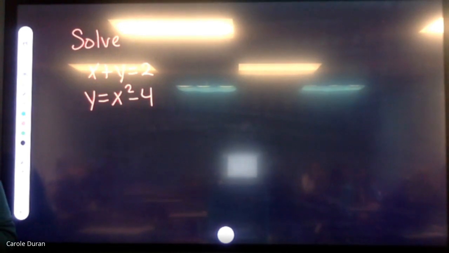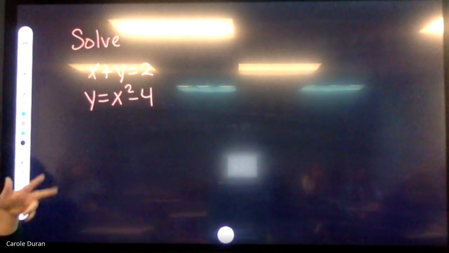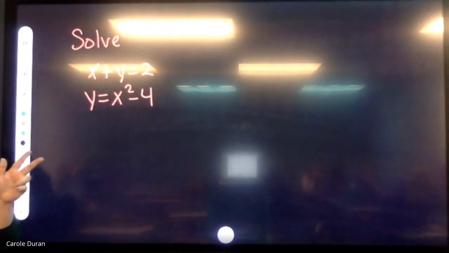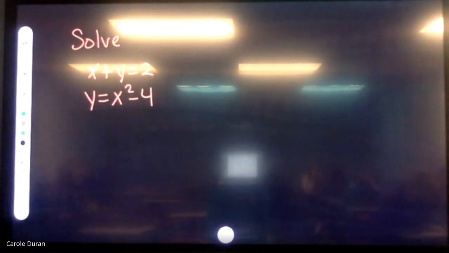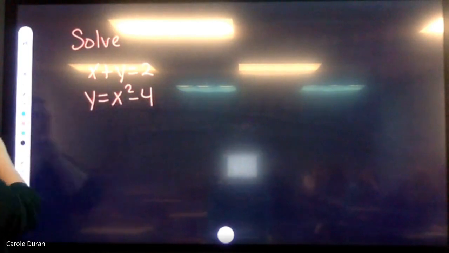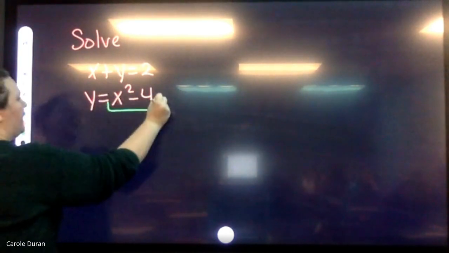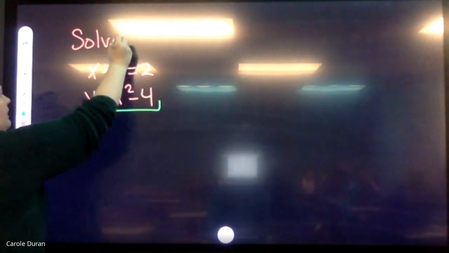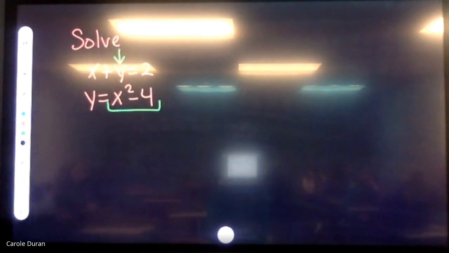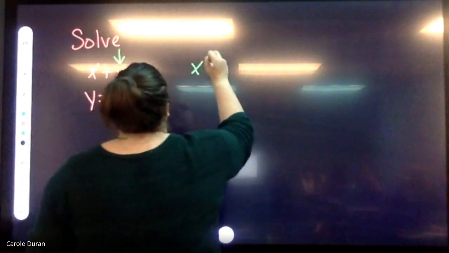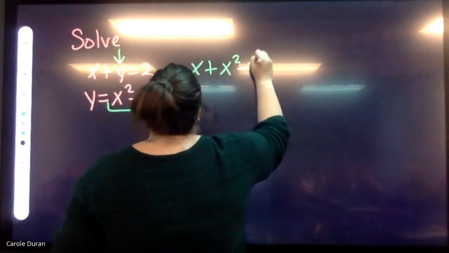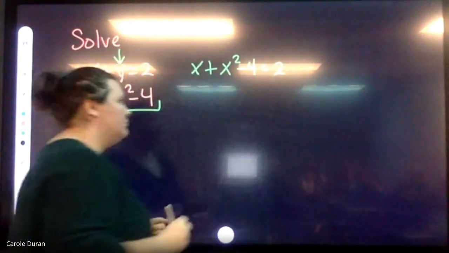What am I going to do? Am I going to use elimination, substitution, or graphing on this one? Substitution. I can easily see that this bottom equation is solved for y. So I can take the x squared minus 4 that y is equal to, and I'm going to substitute it in where the y is in that first equation. So when I do that, I'm left with x plus x squared minus 4 equals 2.